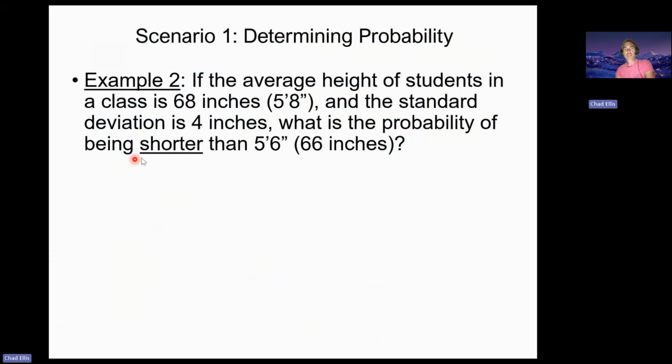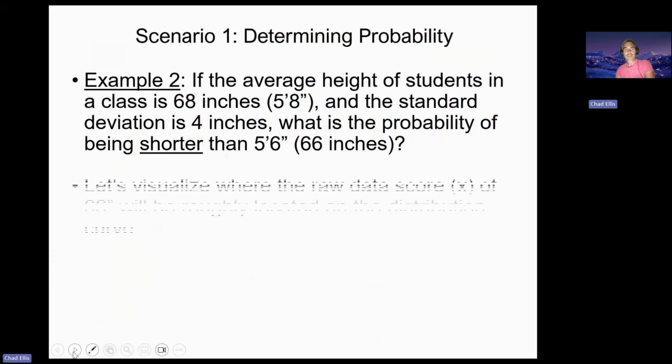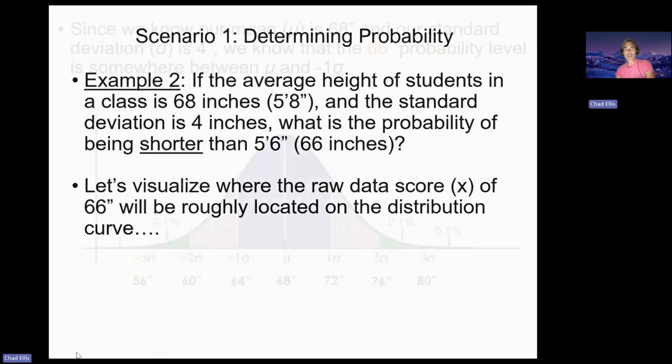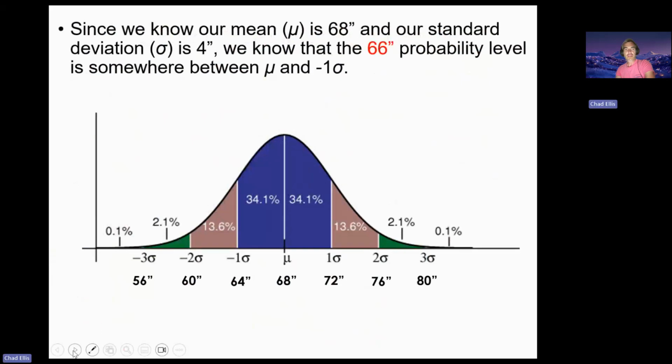Okay, so let's do another example, because that's the way to learn how to do these kinds of problems. Staying with the same premise, a mean of 68 inches, standard deviation of 4 inches. Now we're asking, what is the probability of picking somebody randomly that is shorter than 66 inches? So let's first visualize where 66 inches, that raw data score of X, is going to be on our distribution. Since 66 is less than the mean, it's going to lie somewhere between the mean and 1 standard deviation, or minus 1 Z-score below the mean.